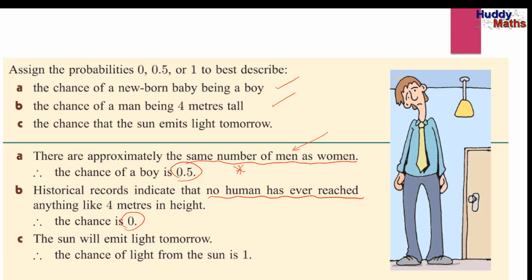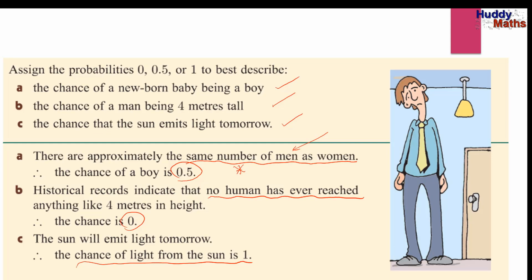Okay, from our understanding of the world, that will be an experimental probability. I don't think we could work that out theoretically because there are too many factors that affect height. We're not sure exactly whether that would ever be possible. Here we are, the chance that the sun emits light tomorrow. Well, we certainly hope so. The chance of light from the sun tomorrow in our experience is certain, so the probability of getting light from the sun tomorrow is 1. Okay, you get the idea.